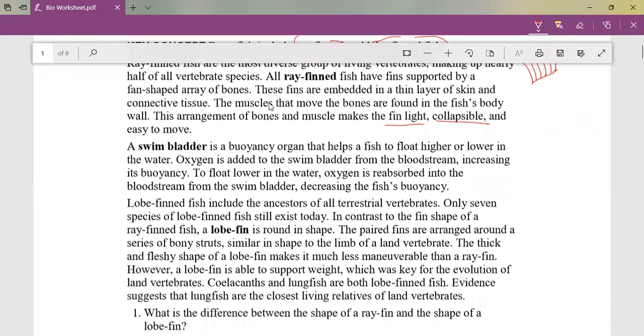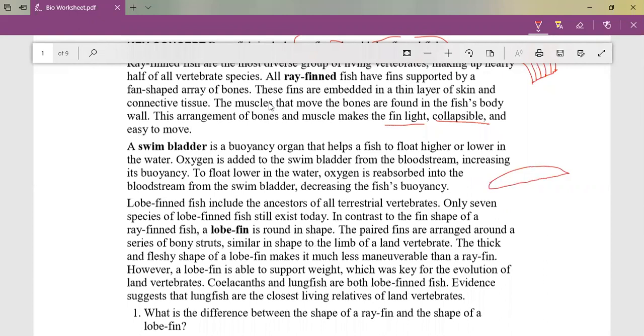Now we also talked about the swim bladder. A swim bladder is the buoyancy organ. What do I mean by buoyancy organ? It makes it easy for the organism to have a light weight. When we say something is buoyant, the meaning is not heavy. The swim bladder is just like a balloon.